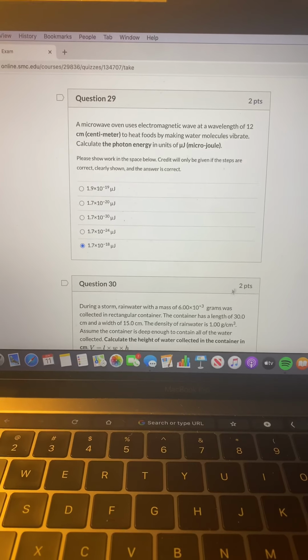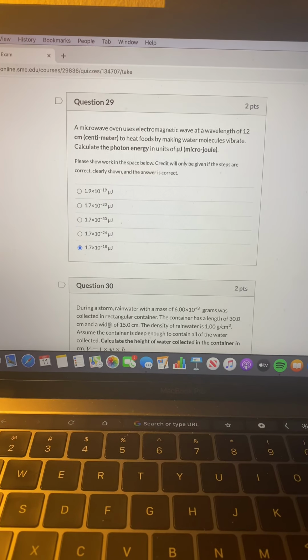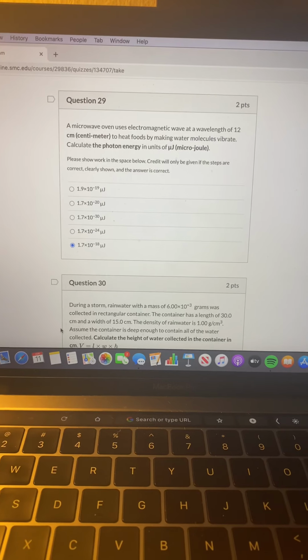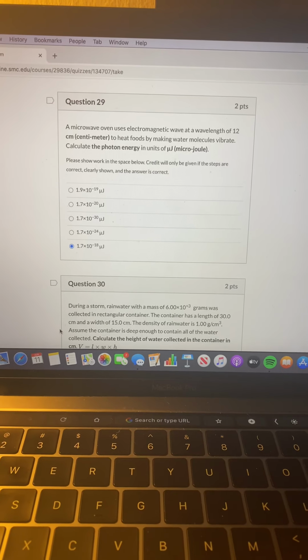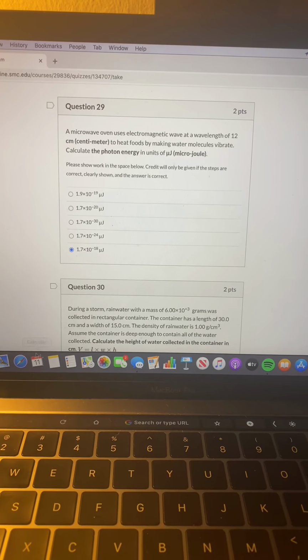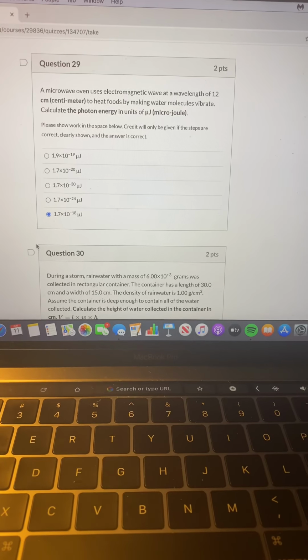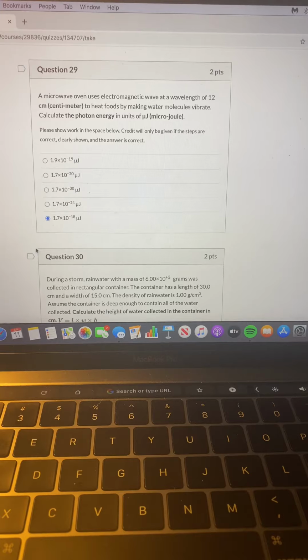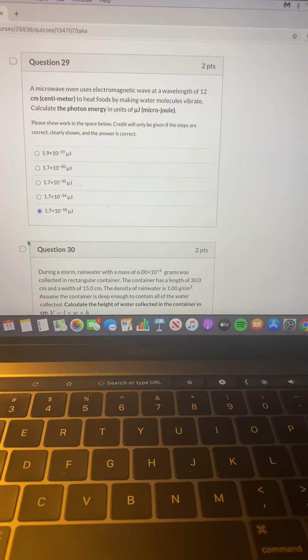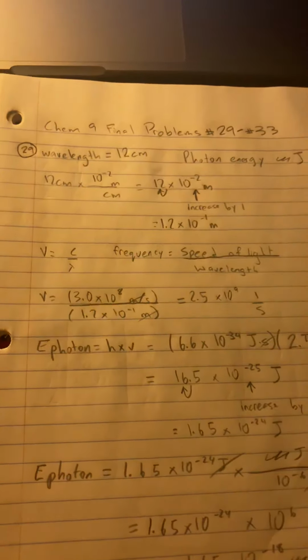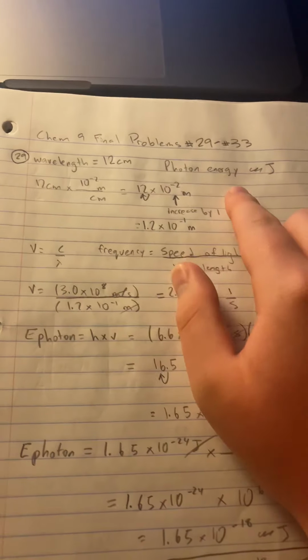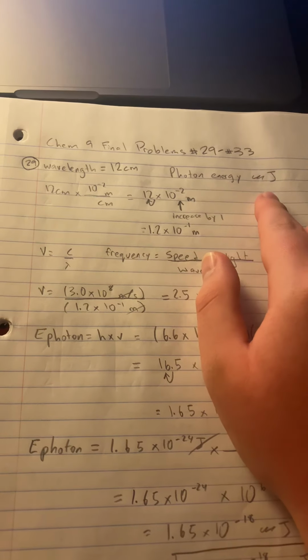So 29 says a microwave oven uses electromagnetic wave at a wavelength of 12 centimeters to heat foods by making water molecules vibrate. Calculate the photon energy in units of microjoule. We have the wavelength of 12 centimeters. We want photon energy in microjoule.